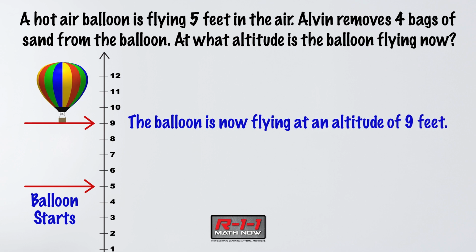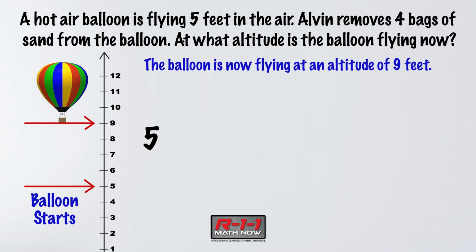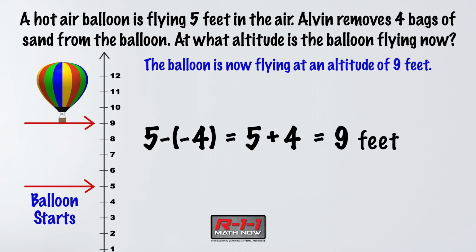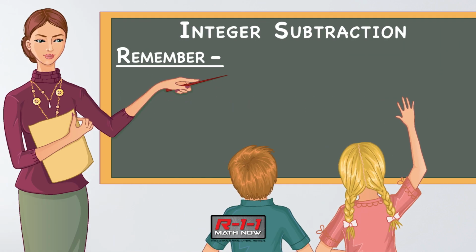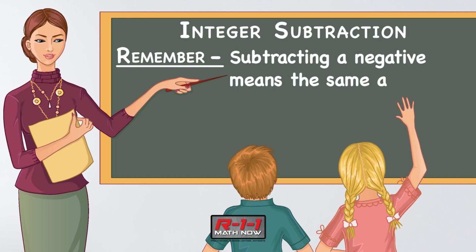Well, let's connect that to the equation. 5 feet. And we're removing 4 bags of sand, and we talked about the fact that the 4 bags of sand are going to be represented by -4, so we're removing 4 bags of sand, and in doing so, that is the same thing as adding 4. So our balloon ends up at an altitude of 9 feet. Remember, we want students to make the connection that subtracting a negative means the same as adding the opposite.